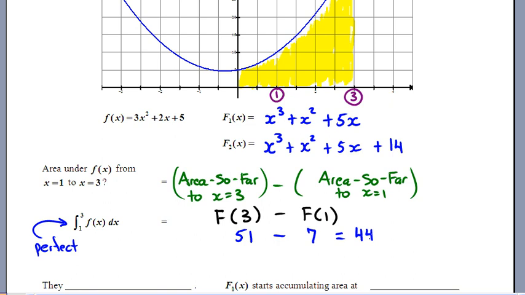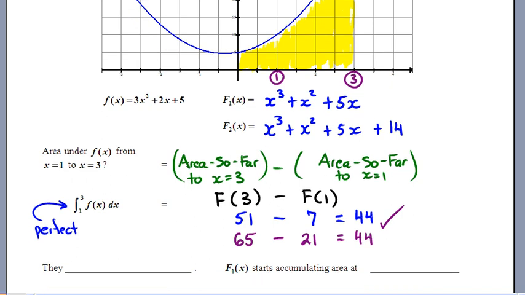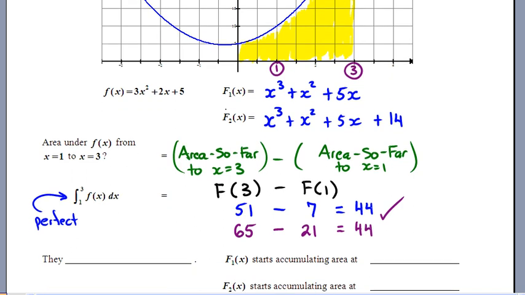If I try it with the other function, that F2, the one that has the 14 added on the end, then I end up with slightly different numbers at the beginning. I would actually end up with a 65, something that's 14 bigger, minus a 21, something that's 14 bigger. And then in the end, I still end up with 44, right? So everybody's happy here. We're going to get the right answer no matter what. So nobody cares which of those two capital F's you use. It turns out they both work beautifully.